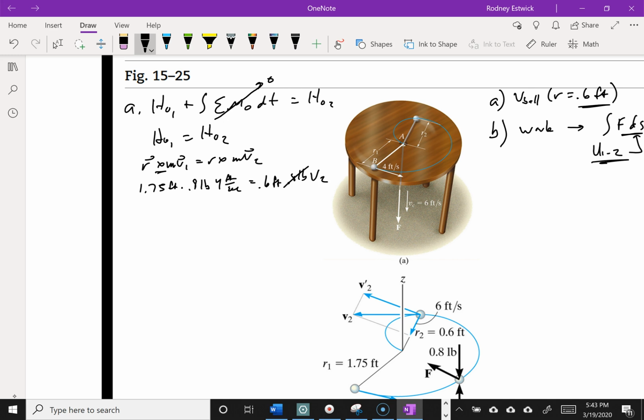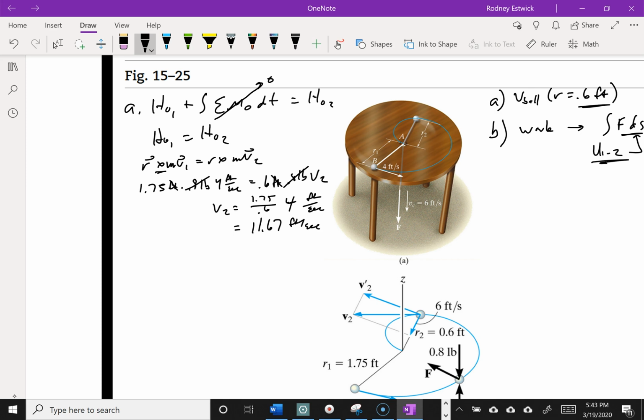So this 0.8 will cancel. I don't even have to do math with it. So V2 equals 1.75, because the feet cancel, divided by 0.6 times 4, and that's in feet per second. So that answer is 11.67.